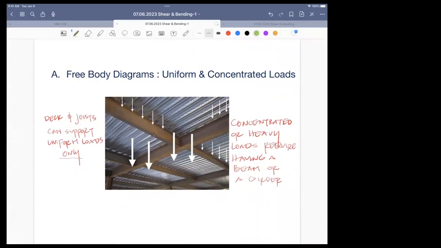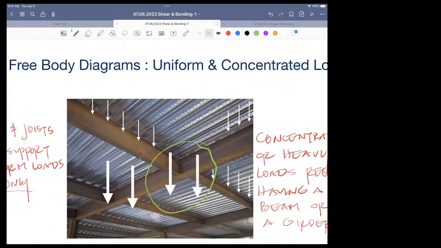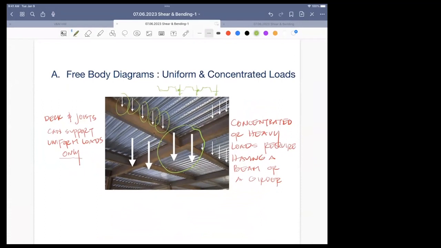So typically we have uniform and concentrated loads in the same loading situation. Here we can see a beam coming into a girder. That's a concentrated load versus a metal deck. I don't know how often it touches that beam, maybe every 4 inches, every 6 inches, whatever that pitch of the deck is, it is touching at these locations, and therefore that is considered a uniform load.